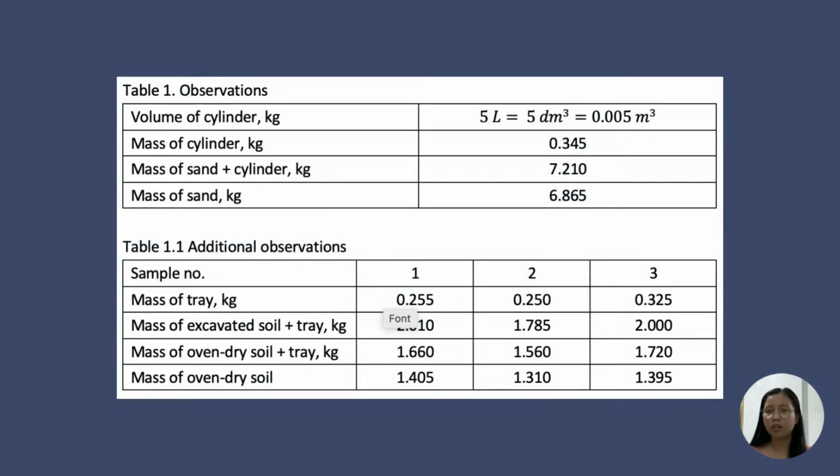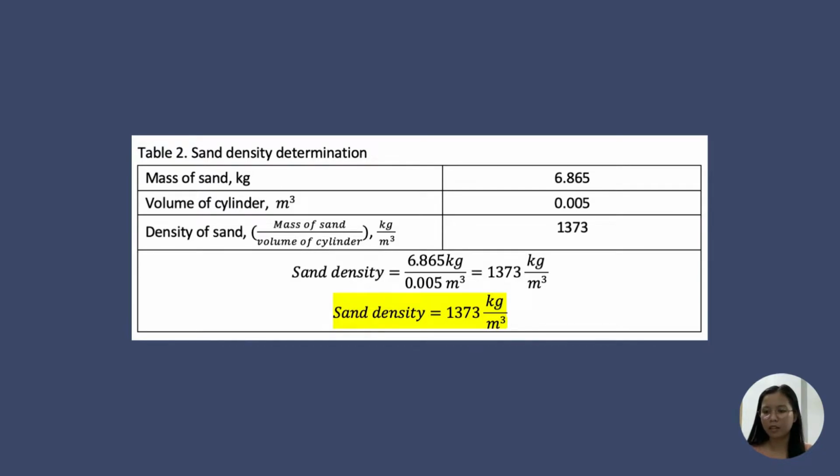For the data and results, utilizing the data from Table 1 and Table 1.1, the sand density, the bulk density, moisture content, and dry density of the soil sample are determined. To determine the sand density of the soil samples, this formula is used: mass of sand divided by the volume of the cylinder. In this experiment, the sand density is equal to 6.865 kilograms divided by 0.005 cubic meters, which is equal to 1,373 kilograms per cubic meter.